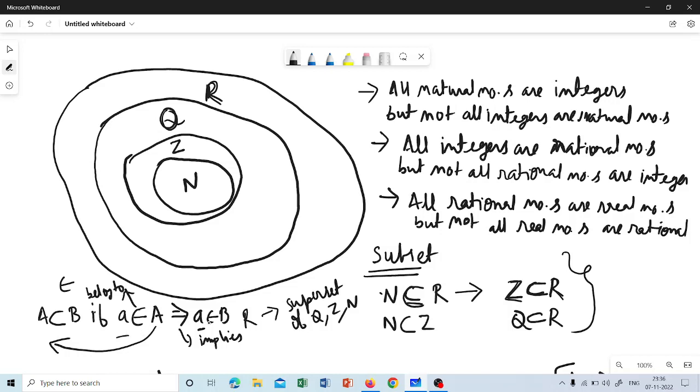For example, if I take natural numbers, 1 belongs to natural numbers and 1 is also a real number. Similarly, 2 belongs to natural numbers, and 2 is also a real number, right? In that way, all elements inside natural numbers, 1, 2, 3, will also be there in R. And R will have more than natural numbers, like negative numbers or other numbers also. So this is the concept of subset.